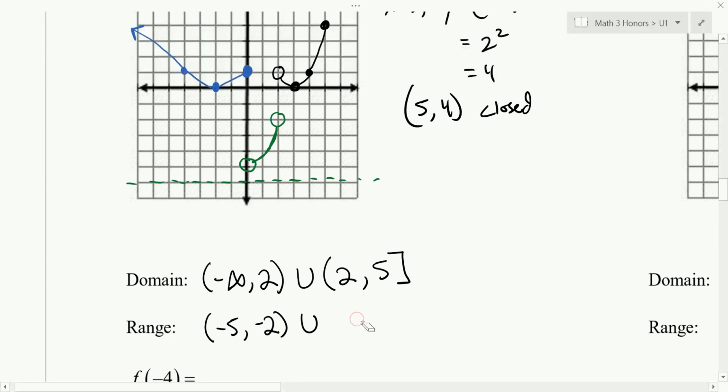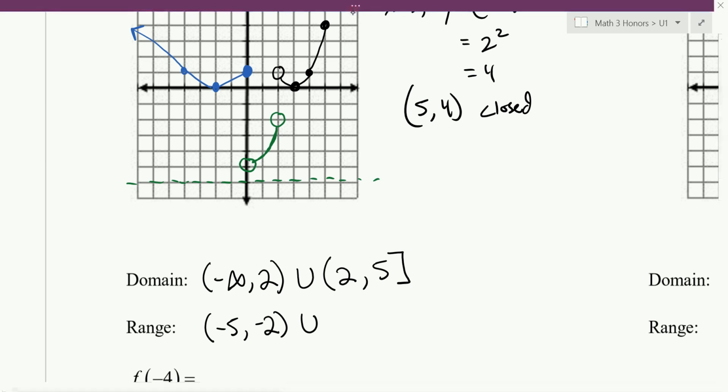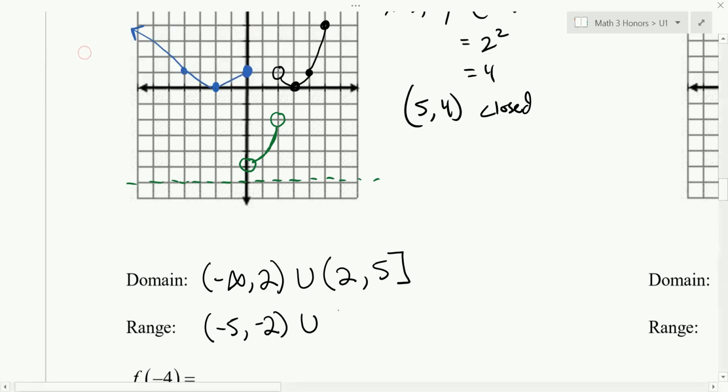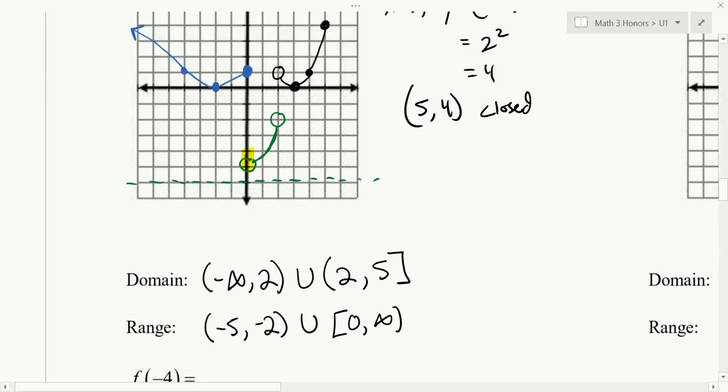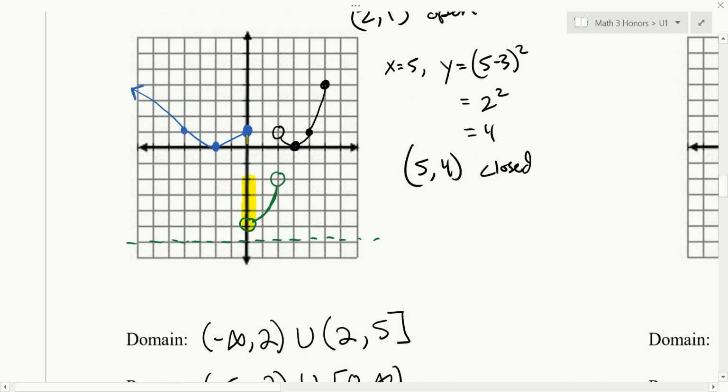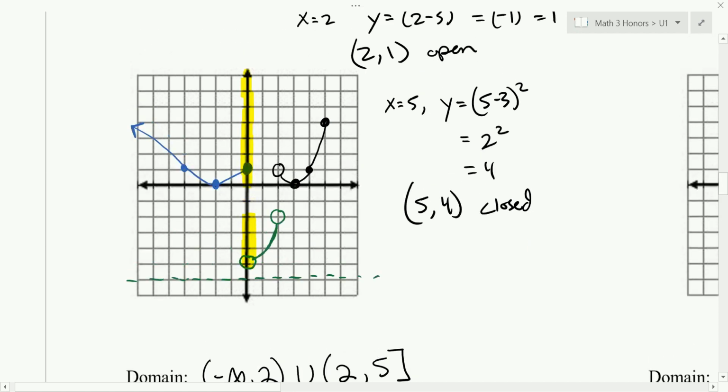So the first one's good. Second one, though, birthday boy. Bracket 0. And we'll talk about this up to infinity. So here's why. I'm going to just highlight the y-axis. So these y values are covered. And then there's a gap. And then it starts here, and these y values are covered. Okay, that's when we're talking about range. We're only looking at y values that are represented in our graph.